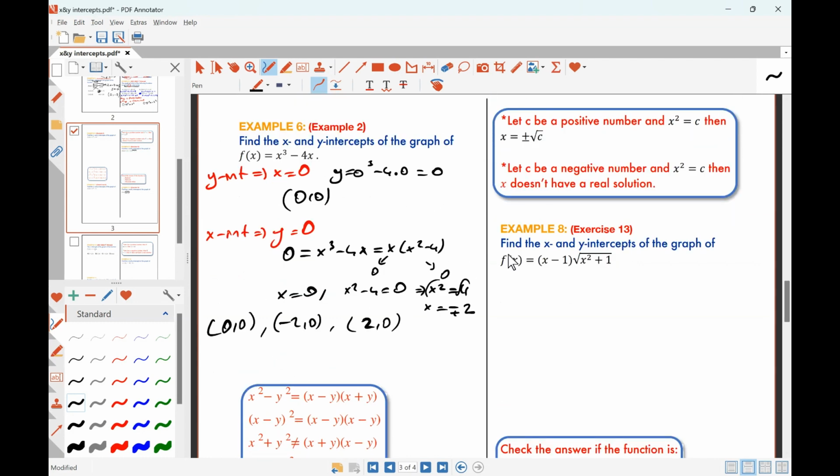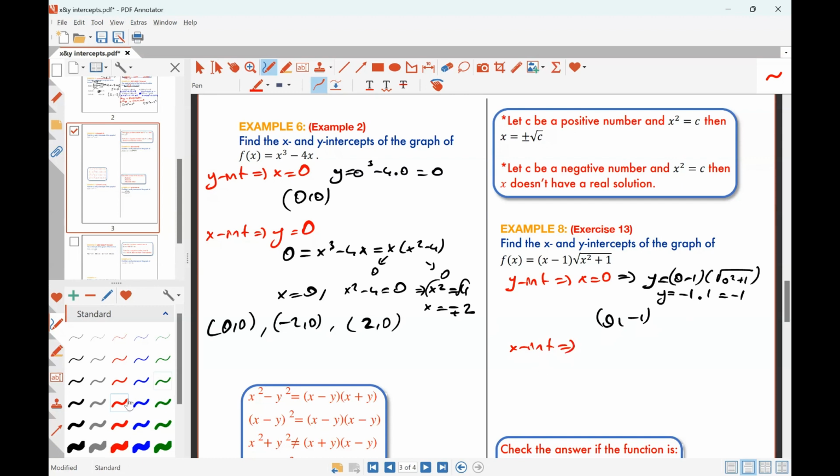Exercise 13, your y-intercept. Start with the easy one. You let x be 0. When x is 0, y is equal to 0 minus 1 times the square root of 0 squared plus 1. So minus 1 here. 0 squared plus 1 is plus 1, which makes minus 1. So when x is 0, y is minus 1. That's our y-intercept. Let's find the x-intercept.